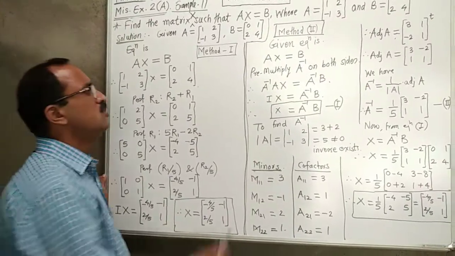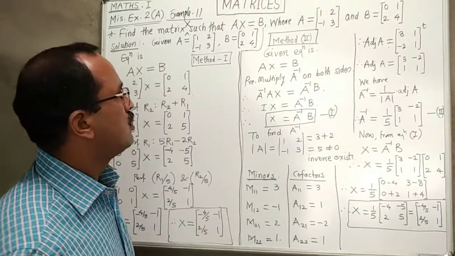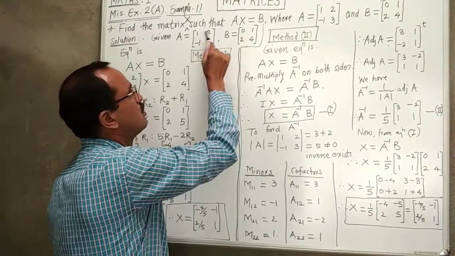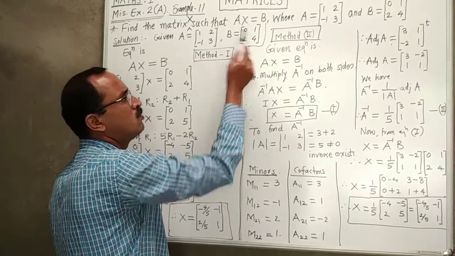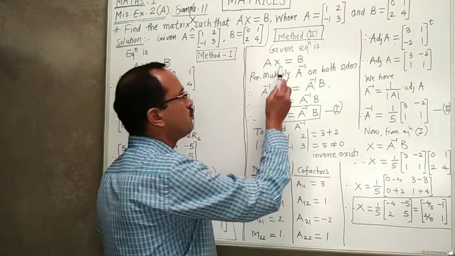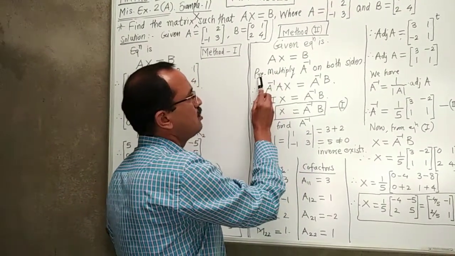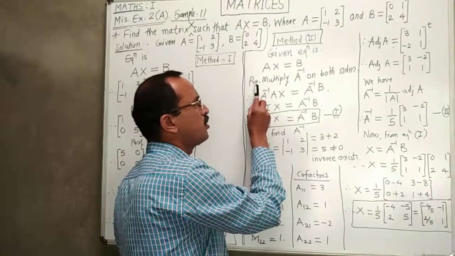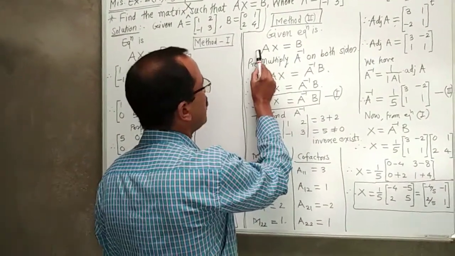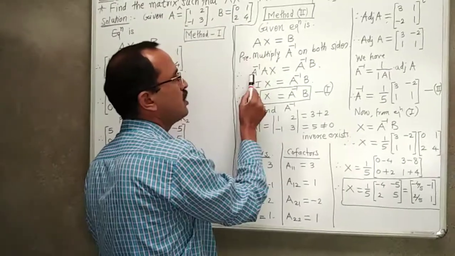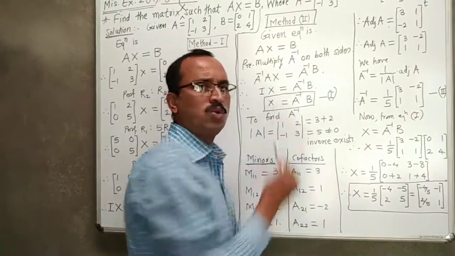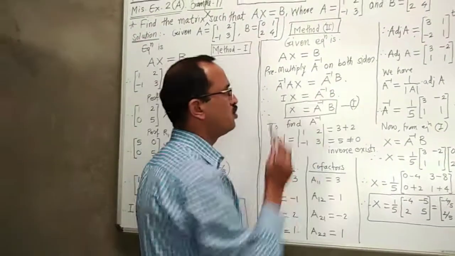Now we use another method. The method is again: given matrix A is equal to 1 2, minus 1 3, B is equal to 0 1, 2 4. The given equation is Ax is equal to B. Now to find x we pre-multiply A inverse on both sides. Means here we multiply the left hand side by A inverse Ax is equal to, here also pre-multiply A inverse into B, right hand side also A inverse into B.